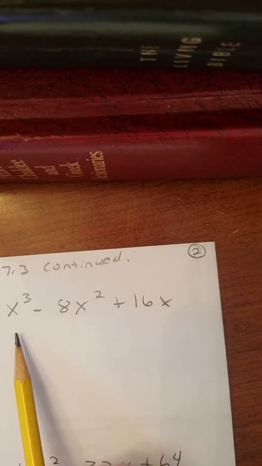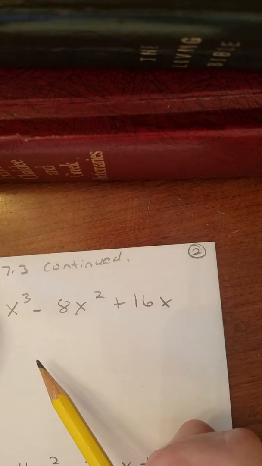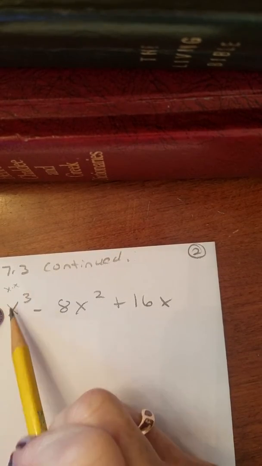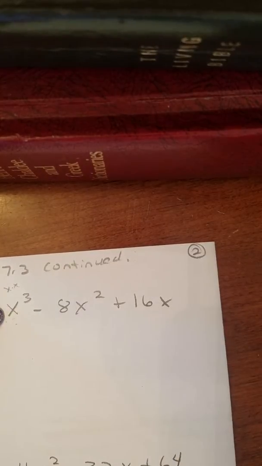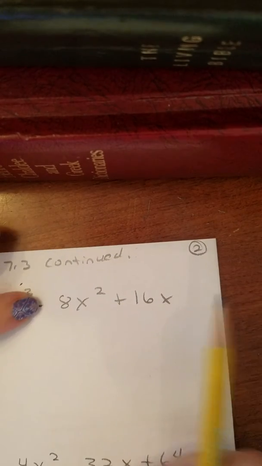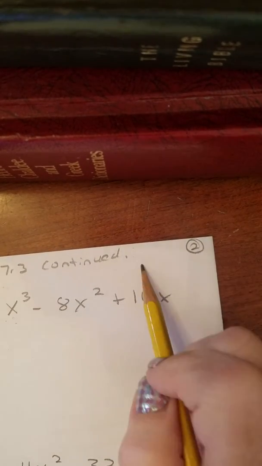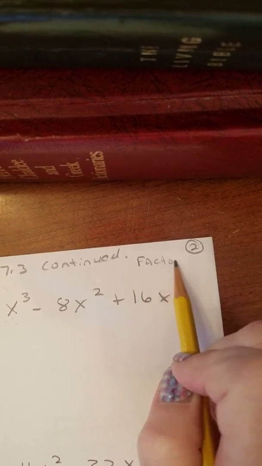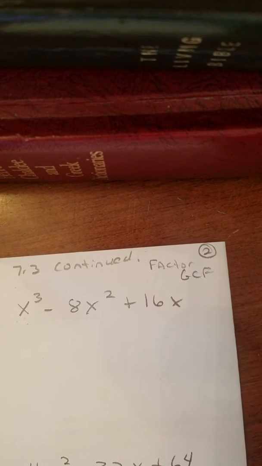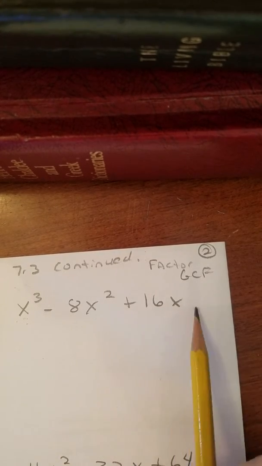Here we're going to ask ourselves, is this a perfect square? Well, this is not a perfect square because x times x does not give me x squared. So you see how that's not a perfect square? And this is not a perfect square. But what's the first thing you're always supposed to ask yourself when factoring? When they ask you to factor, the first thing you ask yourself is, is there a GCF? Is there a common factor? Well, yeah, they each have at least an x.